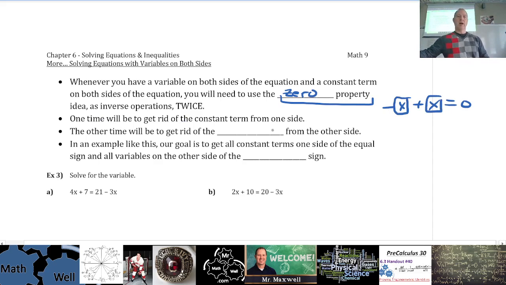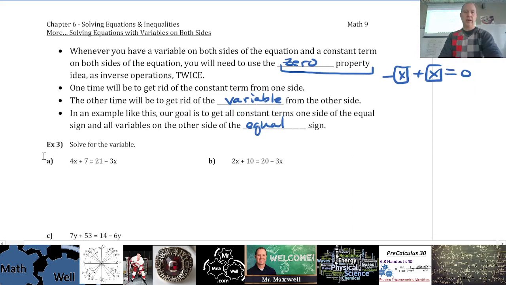One time you'll get rid of the constant term from the one side, move it over. And the other time you'll get rid of the variable term from the other side. In an example like this, our goal is to get all constant terms to one side of the equal sign and all the variables to the other side of the equal sign. So just what we've been doing, except you have to do things more than one time now. Just keep going until you have x isolated.